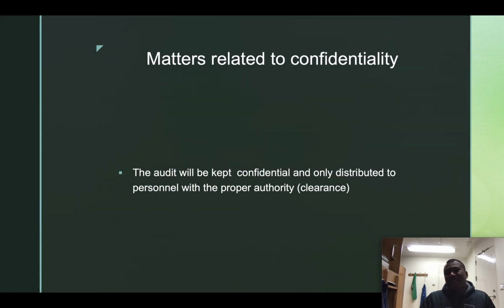All right, guys, matters related to confidentiality. So our audit findings are going to be discussed with top management on the rig. And once we get to the office and create our formal report, it will be sent out only to authorized personnel, people who have the clearance to receive that information. Next slide.